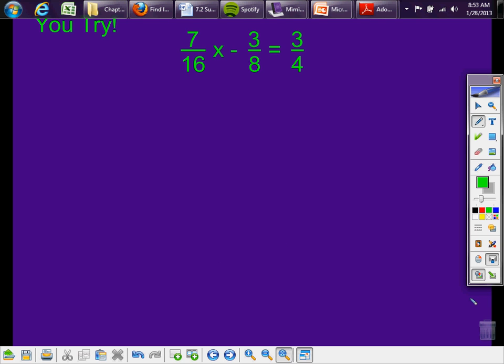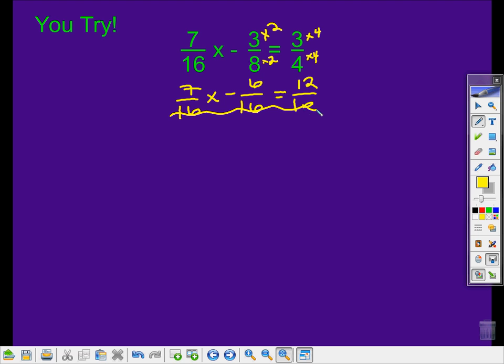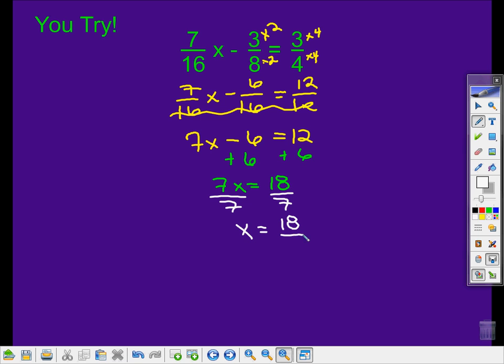7/16 x minus 3/8 equals 3/4, and I want you to use common denominators. So what's our common denominator going to be? 16, so we multiply this one by 2 and this one by 4. Then we're left with 7/16 x minus 6/16 equals 12/16. What can I do with my 16ths? Cancel. Yes, those go away, but don't forget that the negative is right here. So this is going to be 7x minus 6 equals 12. Then undo addition and subtraction, so we add 6. So 7x equals 18. Divide by 7, so x must equal 18 sevenths. What if you change it to a mixed number? You can change it to a mixed number also.